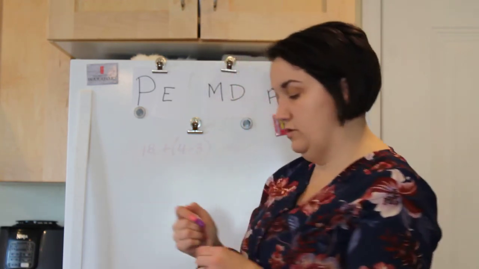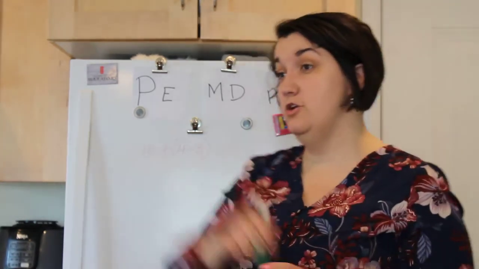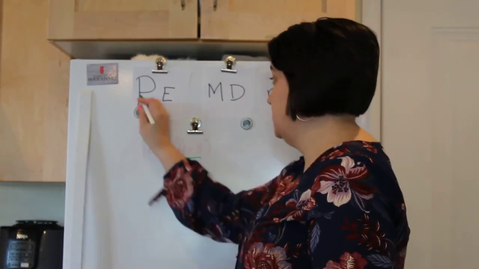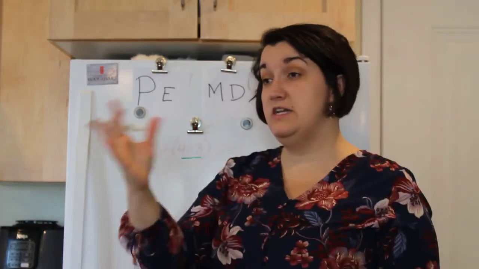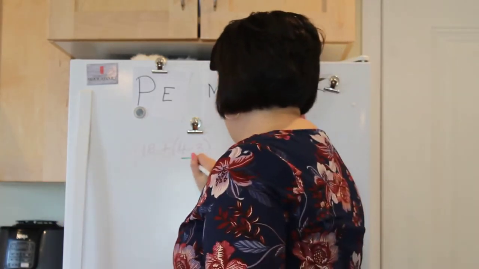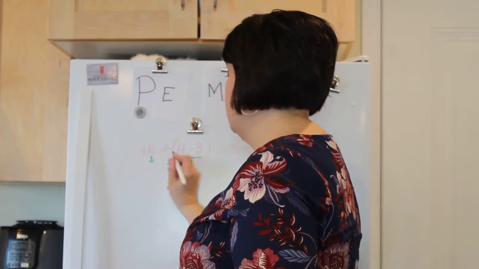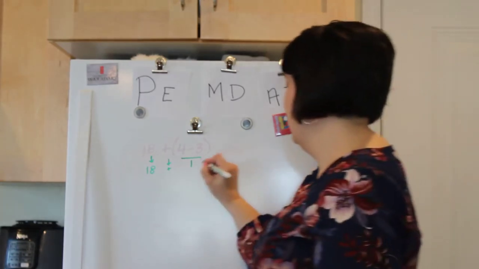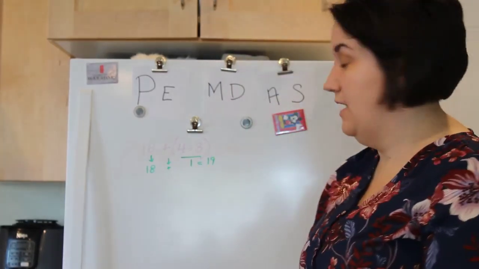All right, so what are we going to be solving first? Yes, you. Right, we're starting with the parentheses because it begins with the P. It starts left to right. So parentheses, 4 minus 3 equals 1. So then we bring down the plus, the addition, and we bring down the 18. So 18 plus 1? Yes, Azriel. 19. 19, exactly.